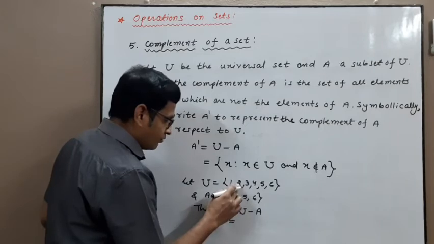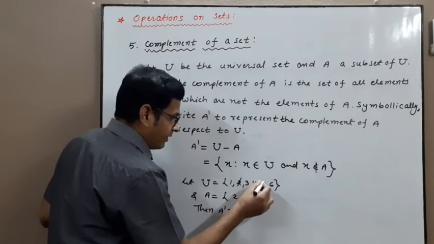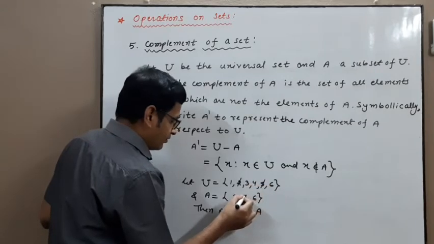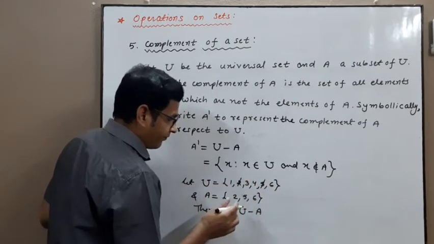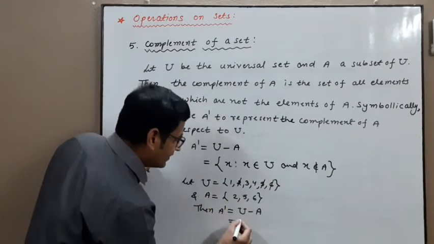2 belongs to U, 2 belongs to A, so don't write it. 5 belongs to the universal set and 5 belongs to A, so don't write 5. 6 belongs to U and 6 belongs to A, so don't write 6. So only 1, 3, 4.